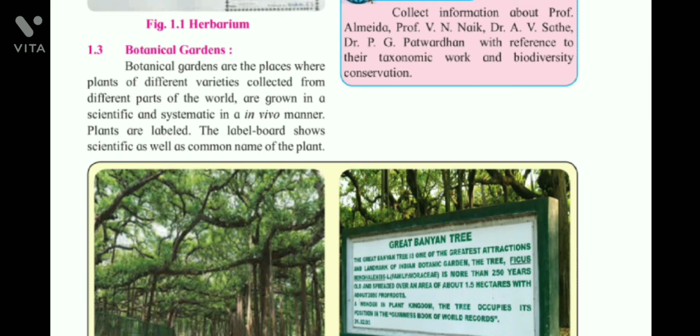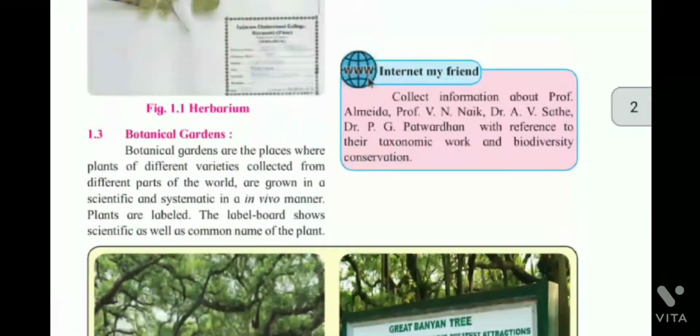1.3 Botanical Gardens. Botanical gardens are the places where plants of different varieties collected from different parts of the world are grown in a scientific and systematic in vivo manner. Plants are labeled. The label board shows scientific as well as common name of the plant.